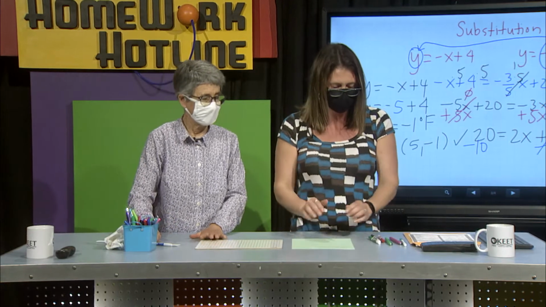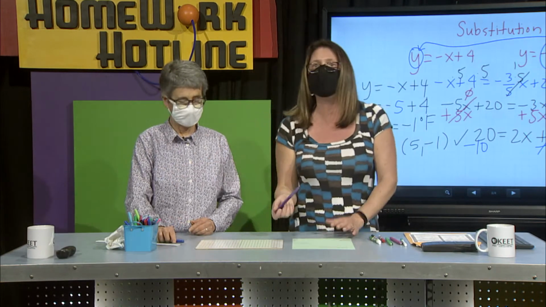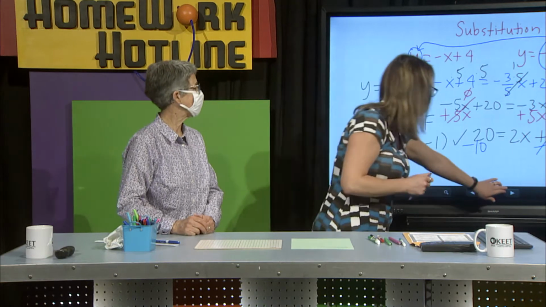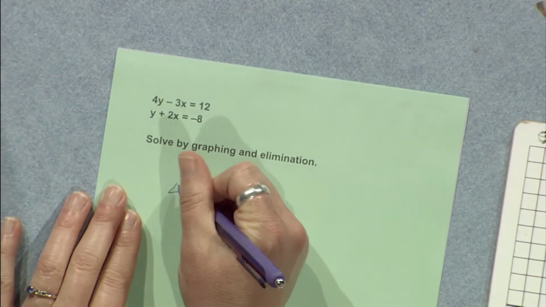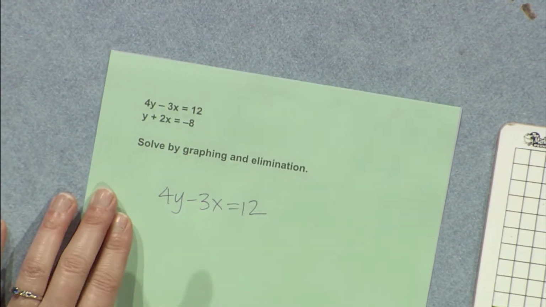So what I'm going to do is put them into slope y-intercept form, and then I'm going to do the method of elimination on the board after we solve it graphically. So we need to put them in slope y-intercept form. I'm going to start with the first one. 4y minus 3x equals 12. And I made sure these actually work out beforehand.